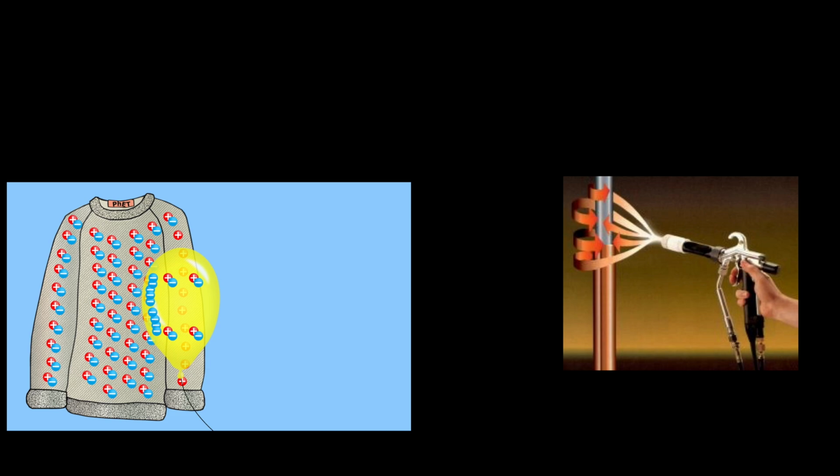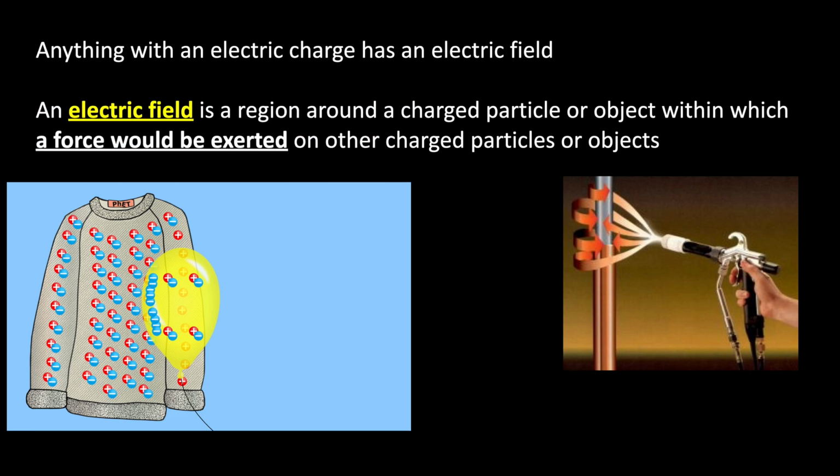Now, both of these situations, both the jumper and the spray paint, are based on the fact that charged particles behave in certain ways when in the presence of other charged particles. Those could be oppositely charged particles or similarly charged particles. We saw that charged particles will exert forces of attraction and repulsion on each other, and this is dependent on the electric field. All the charged particles you see here have an electric field.